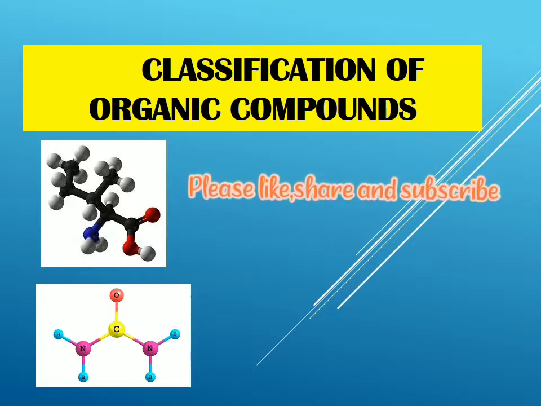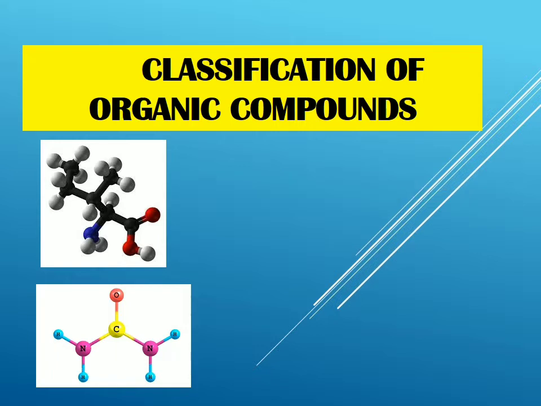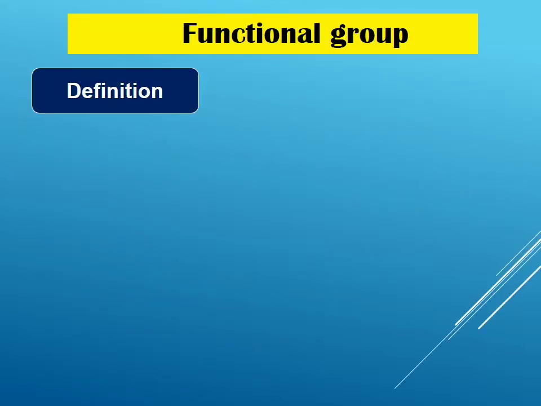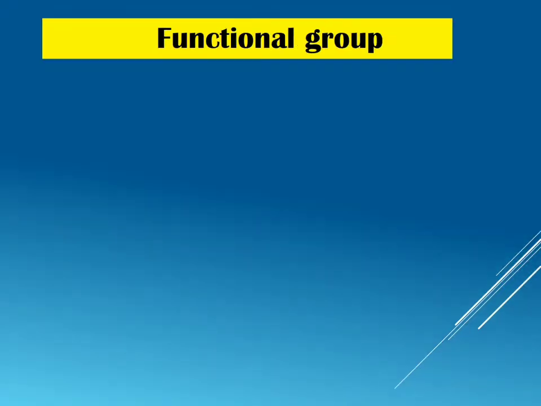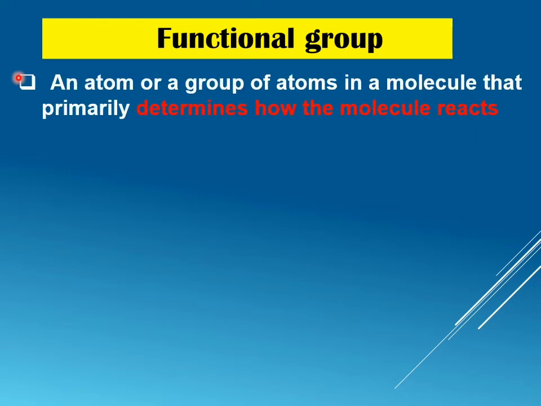Today, I'm going to discuss the classification of organic compounds into different families based on the functional groups. A functional group can be defined as an atom or group of atoms in the organic molecule which characterize the molecule and enable the molecule to react in a specific way. So the functional group actually determines the chemical properties of the compound. It determines how the molecule reacts. So the functional group is the reactive part in the molecule.